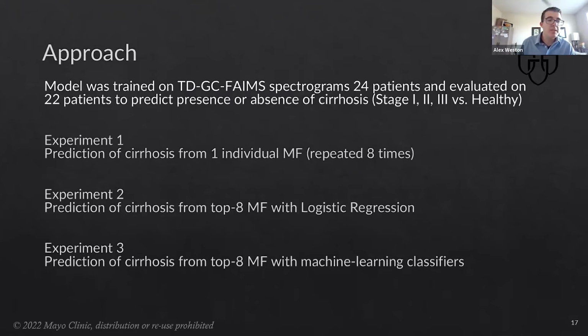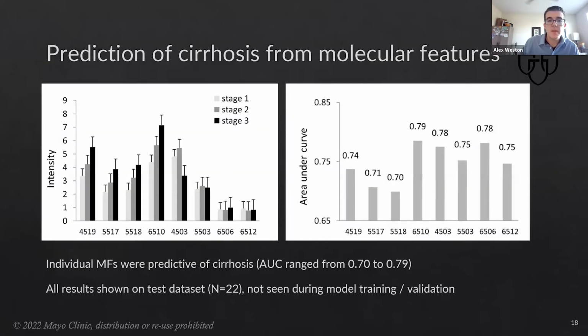And so our first experiment was determining if we could predict cirrhosis from individual peaks, from individual molecular features. The second is combining several of these molecular features together into a single score using a logistic regression algorithm. And then finally, we improved on this logistic regression with the use of a machine learning classifier. So this is showing the results of our first experiment. This is prediction of cirrhosis from individual peaks, so from individual molecular features.